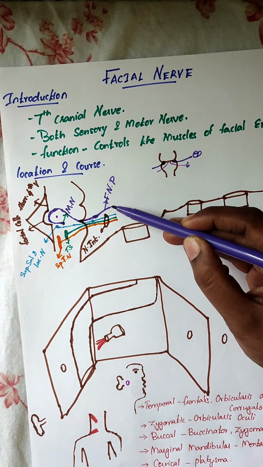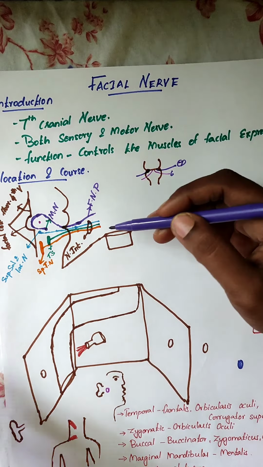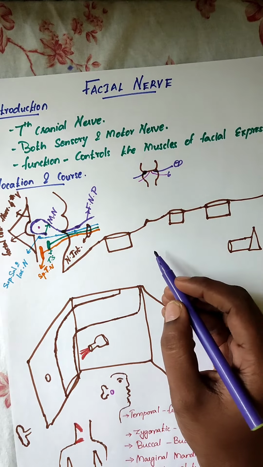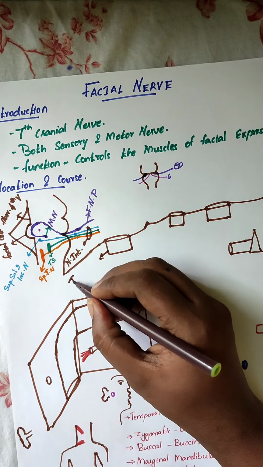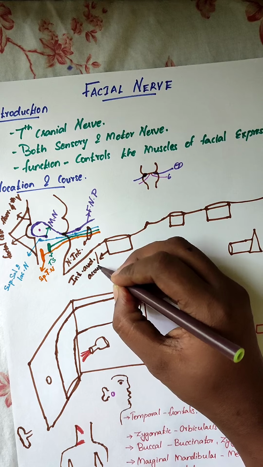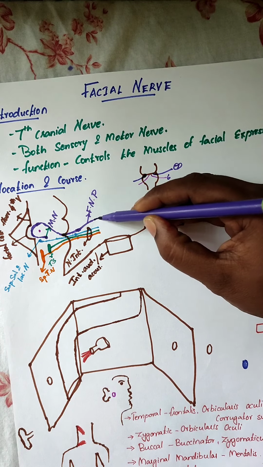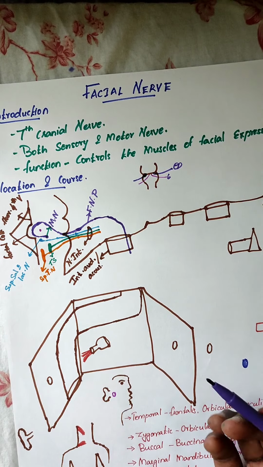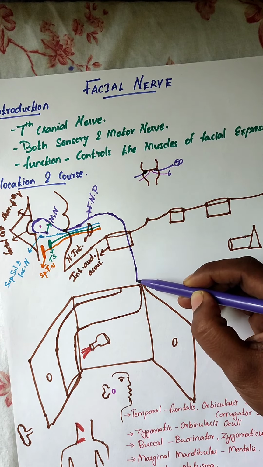Now coming to the motor nerve, the facial nerve proper, the course of the motor nerve. After coming out of the brainstem, it exits the cranial cavity through a meatus known as the internal auditory meatus or internal acoustic meatus. It comes out of the cranial cavity through the internal acoustic meatus, and then it enters the canal which is known as the facial canal.